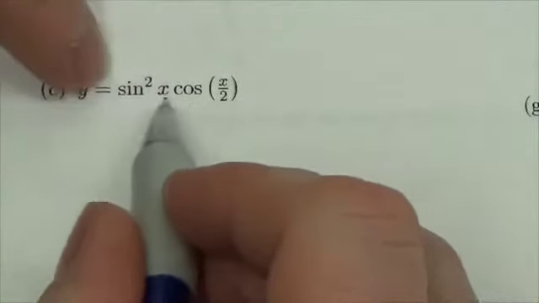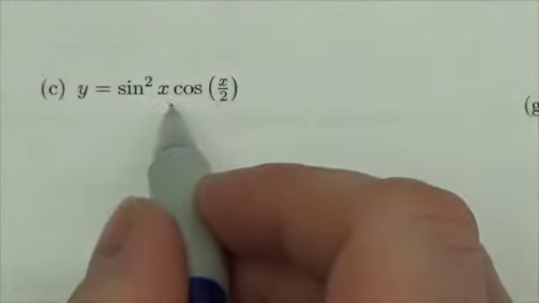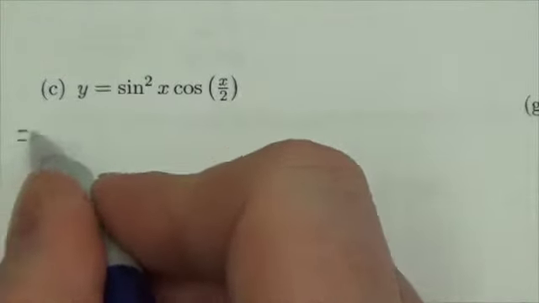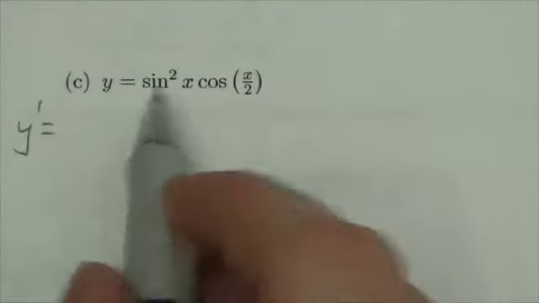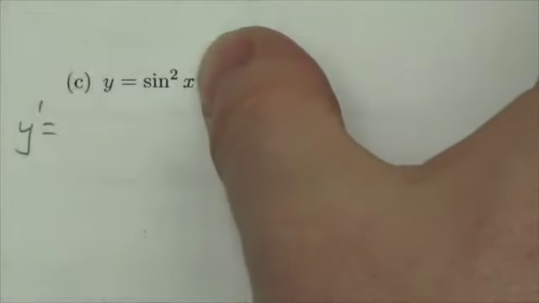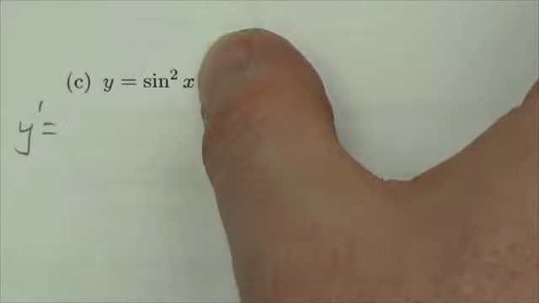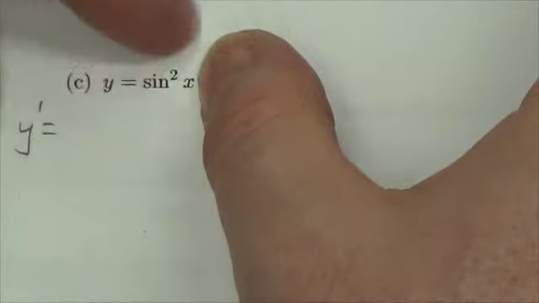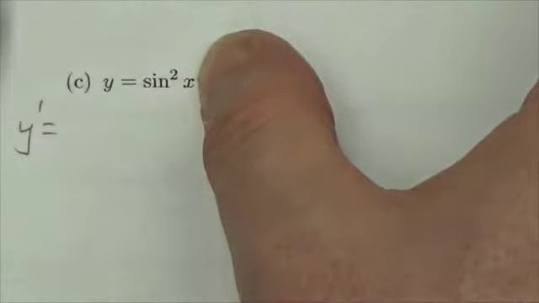Now, in this case right here, we've got two trig functions multiplied together. So what we're going to do is take the derivative essentially one bit at a time. This is going to be an example of the product rule. The first function that we get here is the sine squared of x. Now notice that this function is being squared first, so when I take the derivative of this, I have to apply the chain rule.